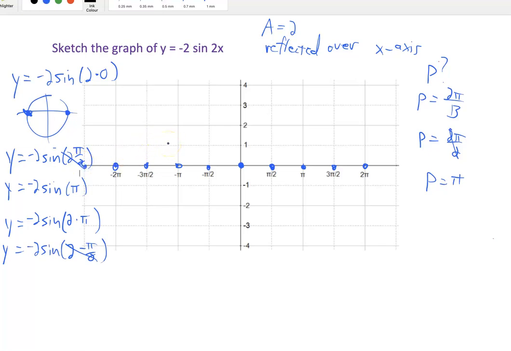So this is not very curvy looking. We're going to have to put in something in between. So let's give it a shot. Let's put in pi over 4. Very sloppy pi over 4. All right, let's scratch that out.